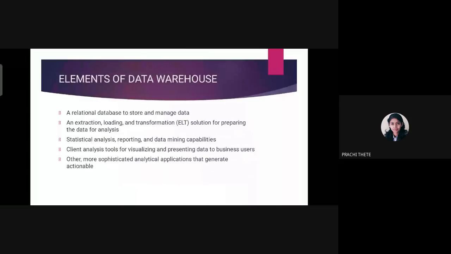Then the elements of data warehouse. The elements of data warehouse are a relational database to store and manage data, and extraction, loading, and transformation, that is ELT, solutions for preparing the data for analysis, statistical analysis, reporting and data mining capabilities, client analysis tools for visualizing and presenting data to business users, and other more sophisticated analytical applications that generate actionable information. These are the elements of the data warehouse.